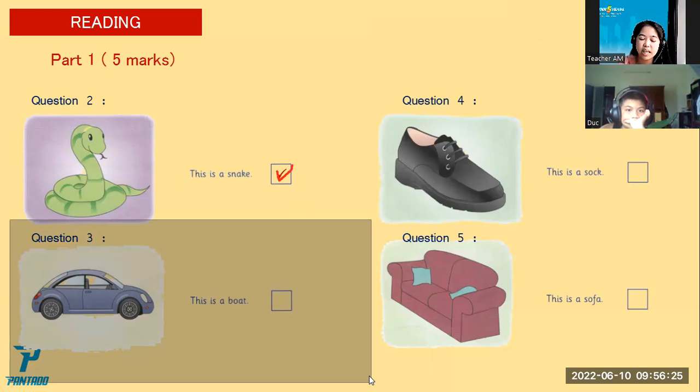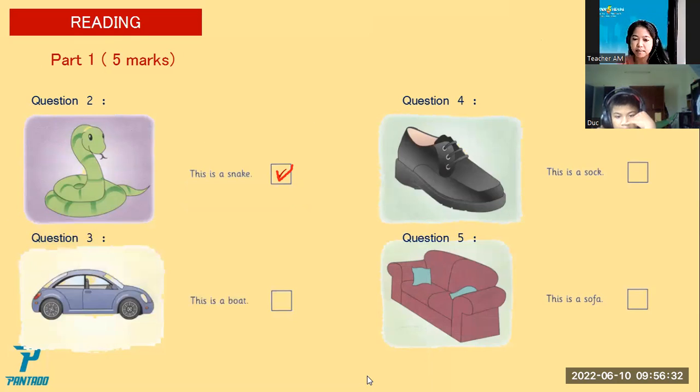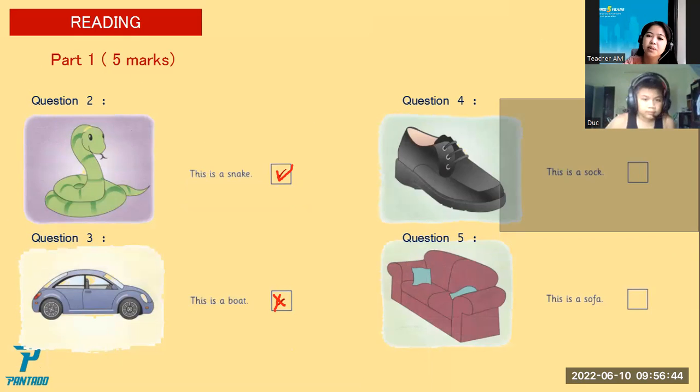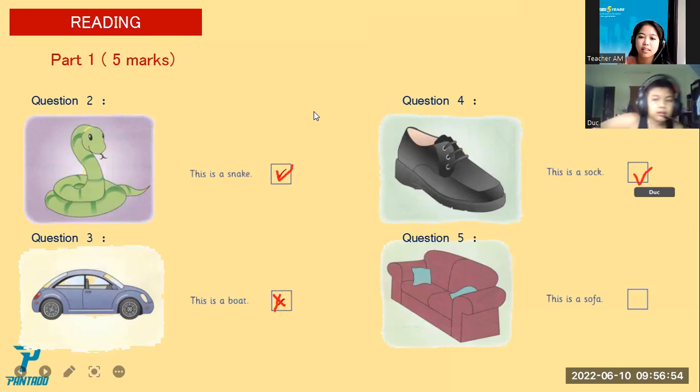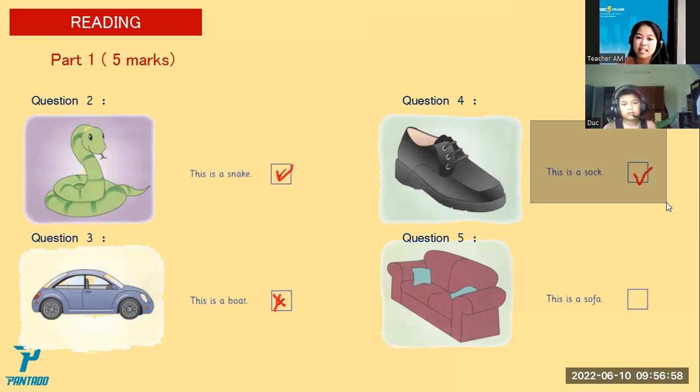How about number three? This is a pot. Okay, is that a tick or a cross? Cross. Okay, why is that a cross? Because they are a car. Okay, this is a car. How about this one, Duke? This is a sock. Okay, is that a tick or a cross? Is that your final answer? Yes. This is a sock.